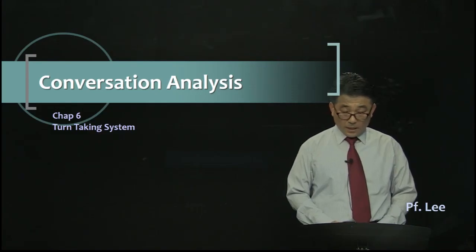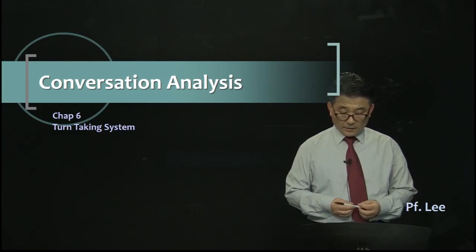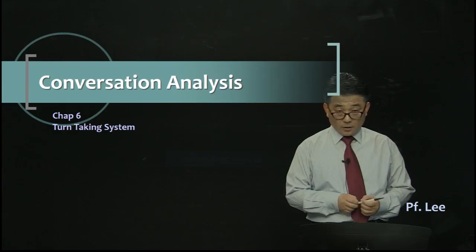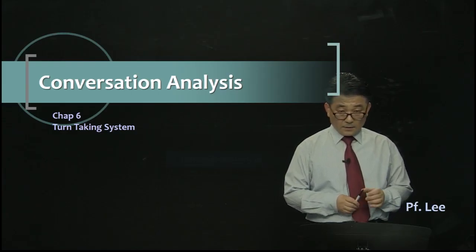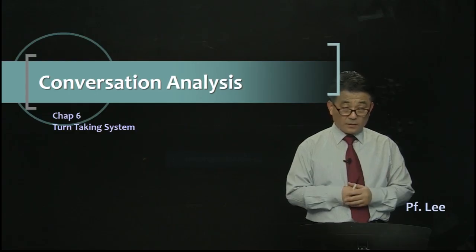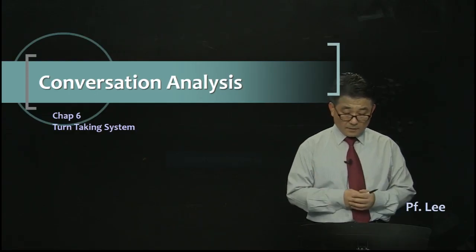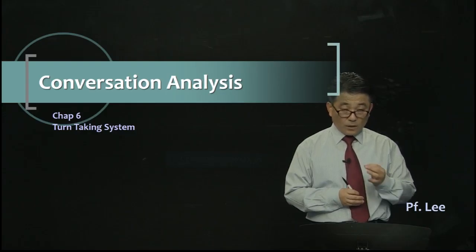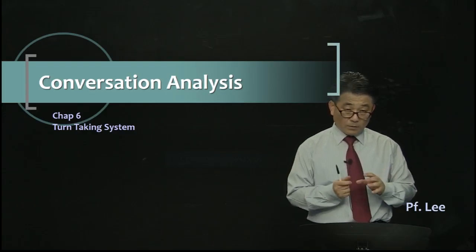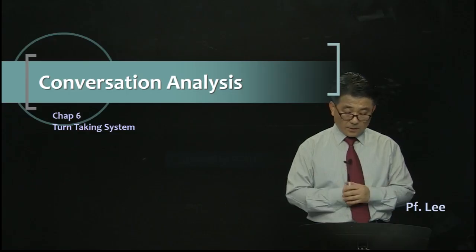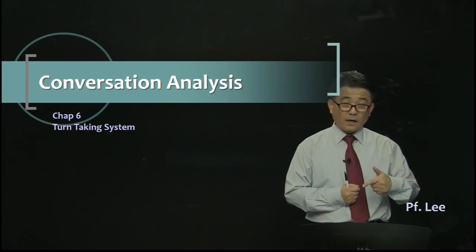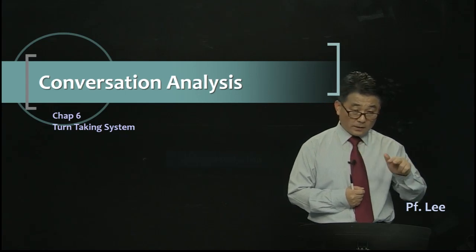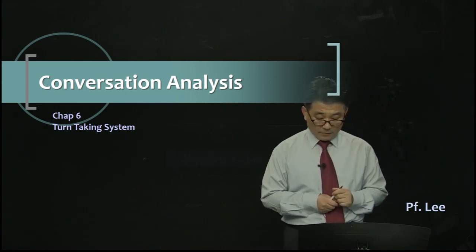Today we'll talk about Chapter 6 in Conversation Analysis. This is called Turn-Taking System. Turn-taking system is one of the basic structural organizations CA has found. And this is one of the basic systems through which people coordinate their speakership. They decide who to talk next after whom, so they could order the speaking in the conversation.